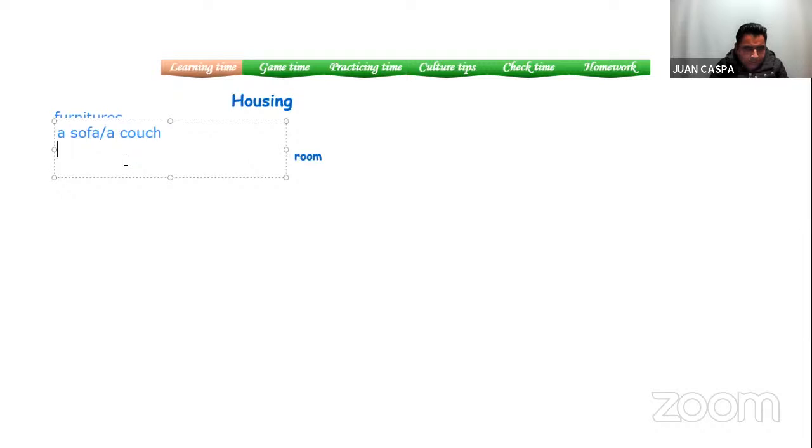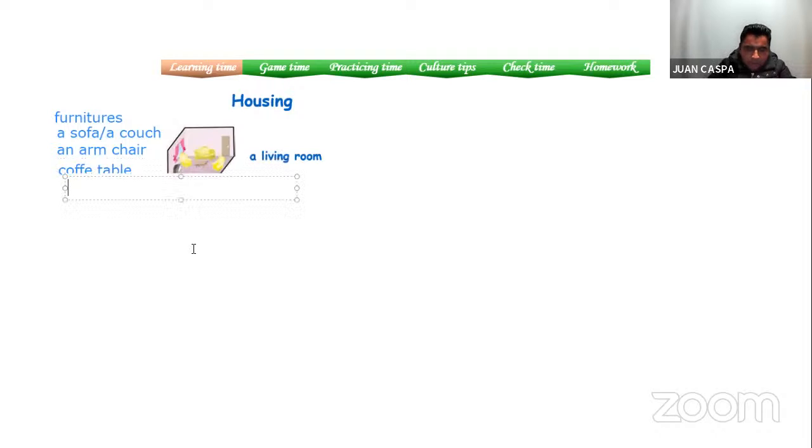But an armchair, right, is part of the living room. An armchair. What's the armchair? The one that you use to sit is individual, right? You put your hands to rest. And also we can talk about a coffee table, right? A small table, and also a rug.